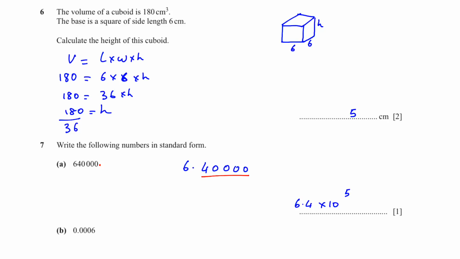Next part, your decimal is here and we are going to move the decimal here. How many places? 4 places. So you will write 6 multiplied by 10 to the power of 4. But because your decimal is moving to the right, the power will be negative.